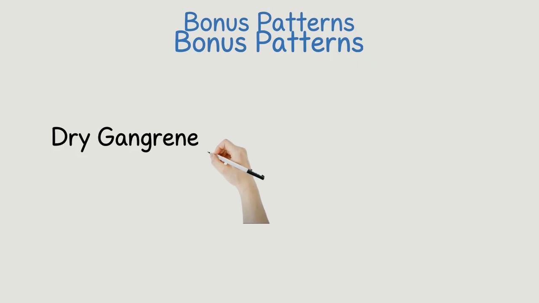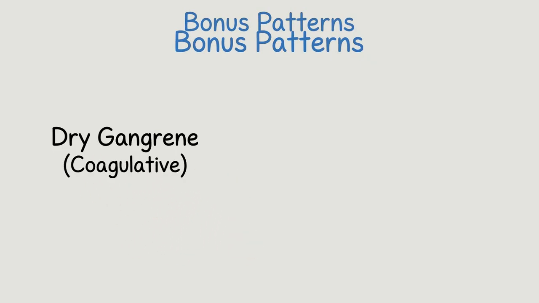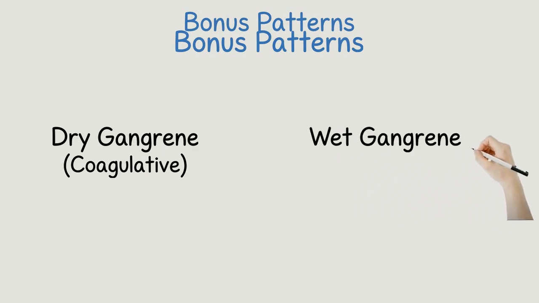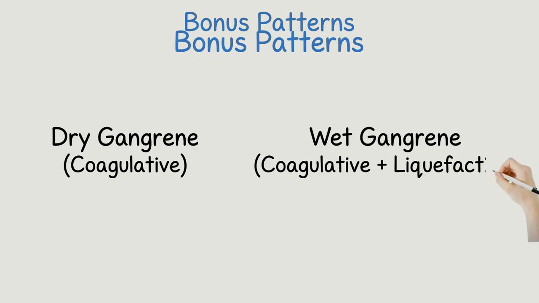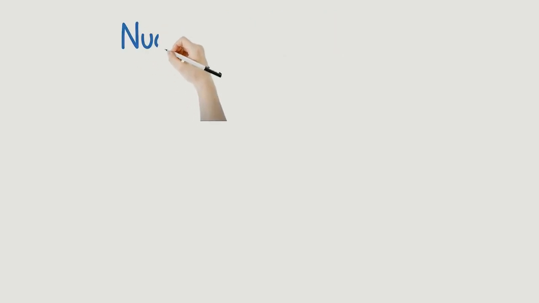2 bonus patterns show up in vignettes. Dry gangrene is coagulative necrosis from ischemia without infection, like a mummified black diabetic toe. Wet gangrene is coagulative plus liquefactive necrosis due to bacterial superinfection on ischemic tissue.